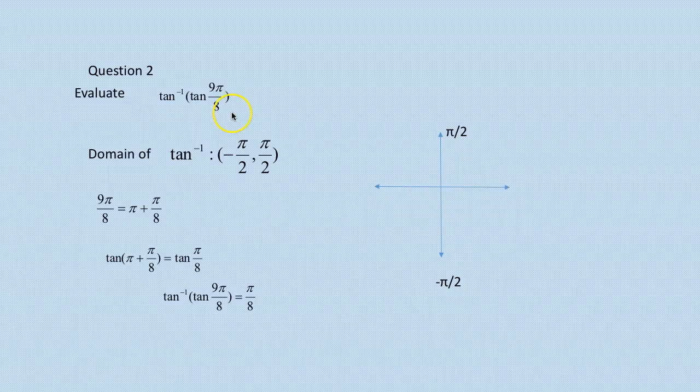Evaluate tan inverse tan 9 pi by 8. Domain of tan inverse is the open interval minus pi by 2 to pi by 2, where we measure the angles in the anti-clockwise direction. 9 pi by 8 is pi plus pi by 8, which lies in the third quadrant. So we write tan of pi plus pi by 8 as tan pi by 8, and it would be positive because pi plus pi by 8 is in the third quadrant, where tan is positive. So tan inverse tan 9 pi by 8 would be tan inverse of tan pi by 8, which is pi by 8. And pi by 8 lies in the first quadrant, which lies in the domain of tan inverse.